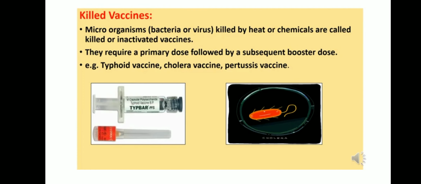Killed vaccine means the microorganism, it may be bacteria or virus, as I already told you. These microorganisms are killed by heat or chemicals and they are called killed or inactivated vaccine. They require a primary dose followed by subsequent booster doses. First booster, second booster, likewise this vaccination will be given. For example, typhoid vaccine, cholera vaccine, pertussis vaccine.